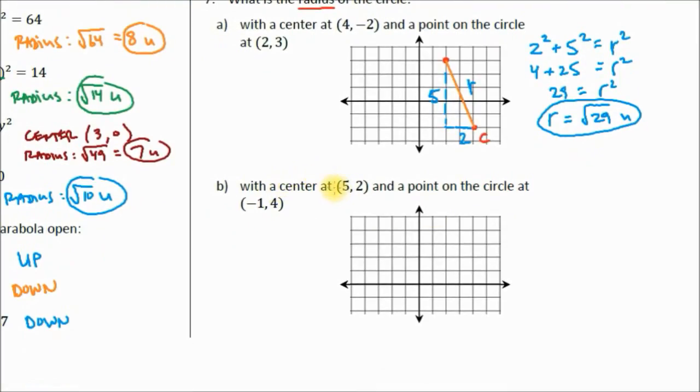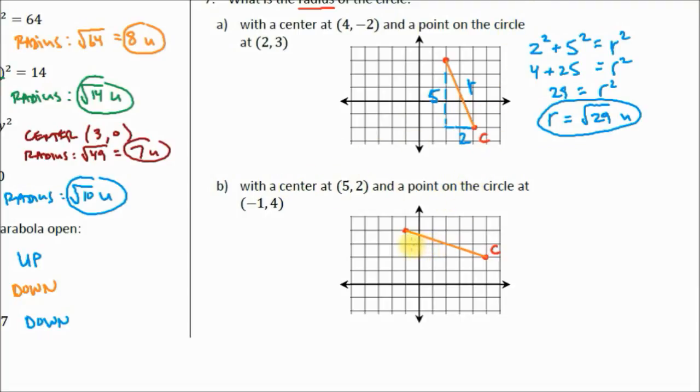What if the center is at 5, 2 and a point on the circle is at -1, 4? All right. So 5, 2, 1, 2, 3, 4, 5, 1, 2. There's our center. The point on the circle is -1, 1, 2, 3, 4. There is our point on the circle. Let's draw our radius of our circle. If we drew this circle, class, we'd actually have a circle that kind of goes around, way off the graph. Same thing here. Here's our center, here's our radius, but it's not asking us to draw the circle. It's just asking us to find the radius.